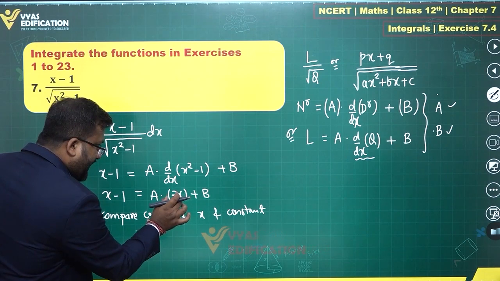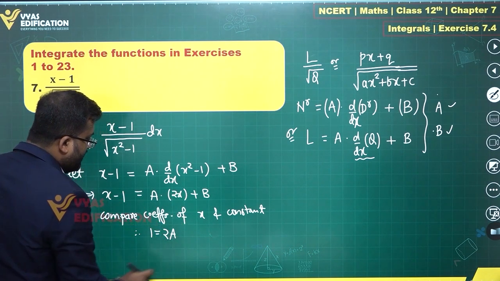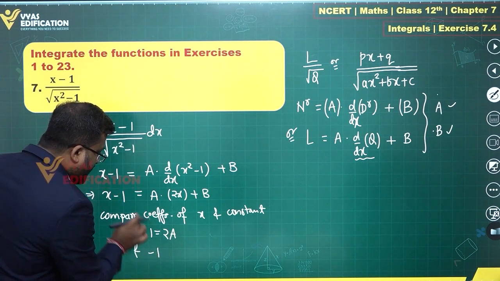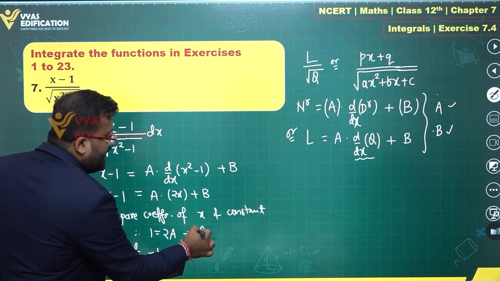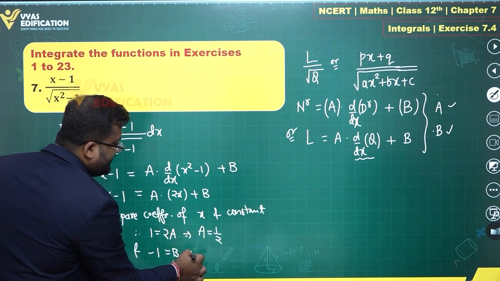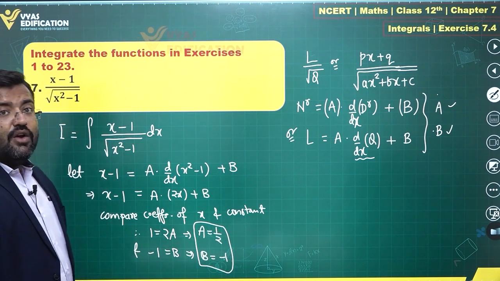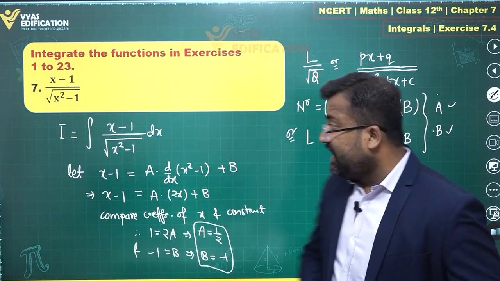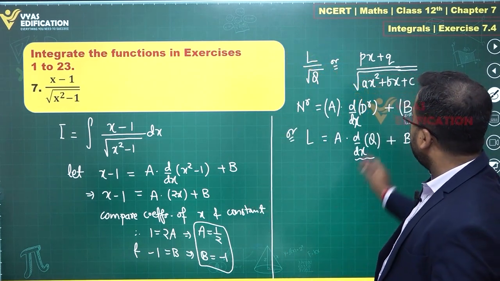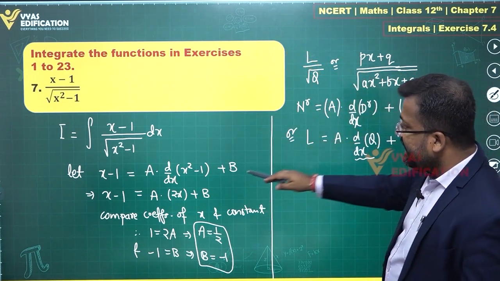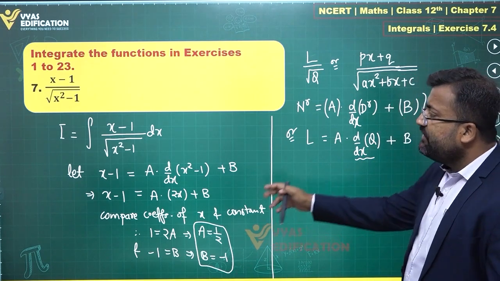Therefore, the coefficient of x is 2a and here it is 1, so 1 is equal to 2a. The constant term is minus 1, which is equal to b. Right or not? So this tells me a is equal to 1 by 2, and b equals minus 1. Once you find the values of a and b, that's one part of the solution, and you have used this idea to write it in this form. Let me get rid of this and then we'll continue further.